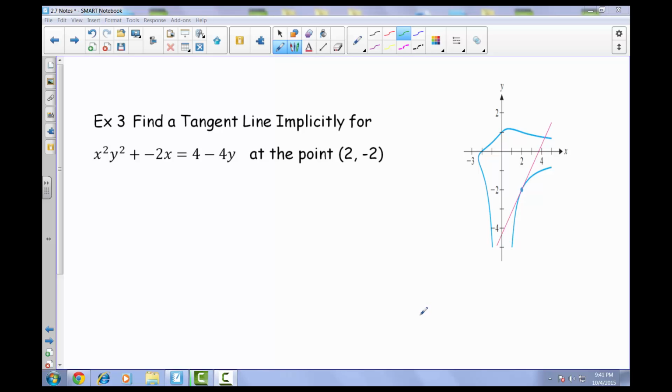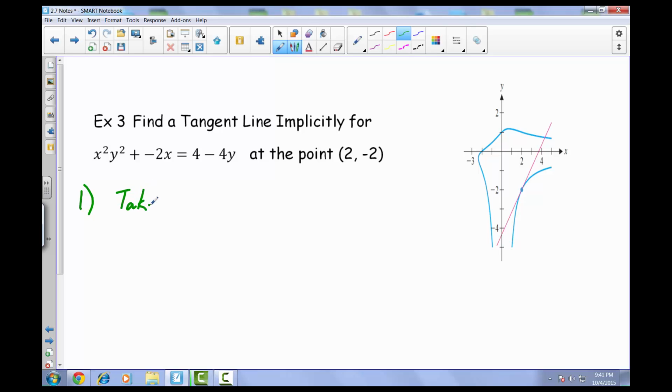Here we're looking at example 3 from our 2.7 notes. We're asked to find the tangent line implicitly for this particular function at this particular target point. Now again, using step 1, we're going to take the derivative with respect to x on both sides.